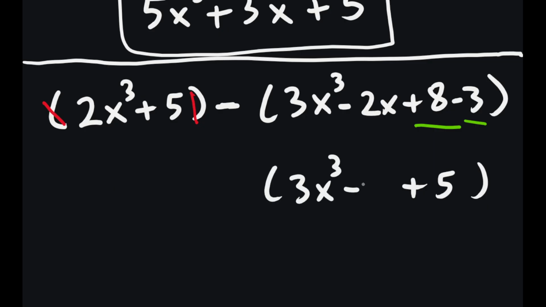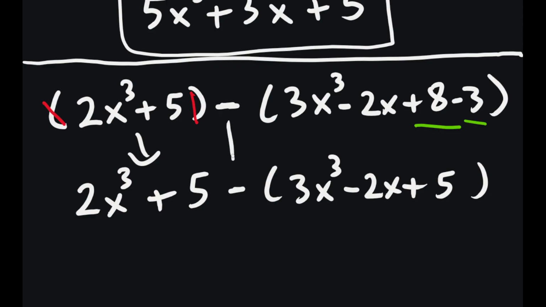3x to the third minus 2x. And remember, we drop these parentheses, so 2x to the third plus 5. Then we'll drop down the minus. Okay, so there's nothing else we can do inside this set of parentheses, but there's an extra step before we can drop these parentheses. Before we drop them, we have a negative sign outside of the parentheses right here. So right here, we have a minus sign.